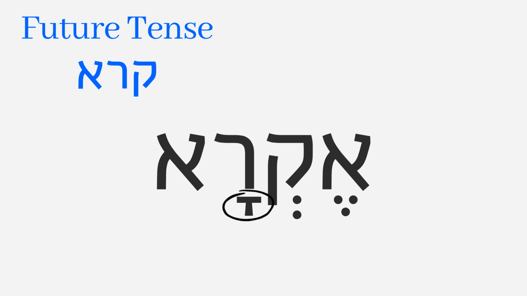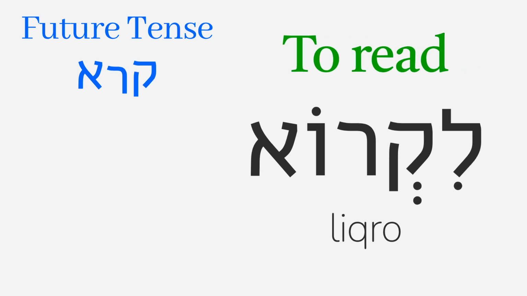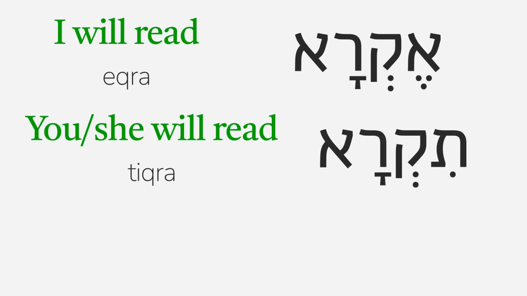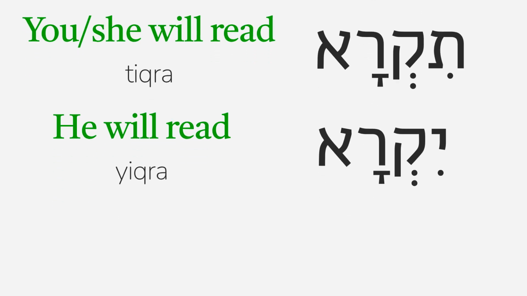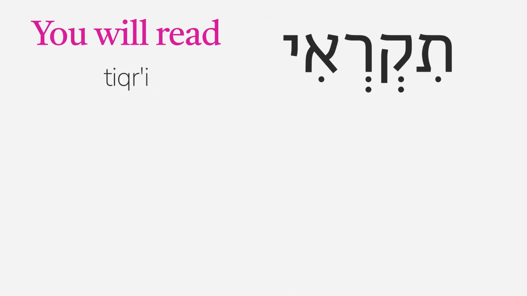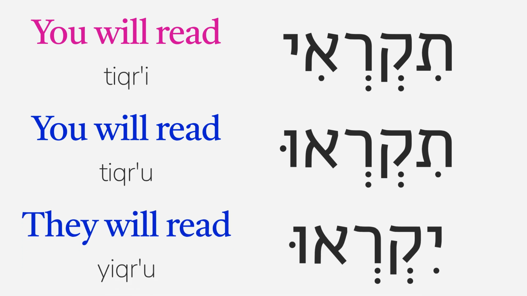When the third letter of a root is aleph, the forms are very similar, as the last vowel will now be a kamatz, which makes an ah sound just like the patach. With the verb likro, to read, from the root kuf resh aleph, we can make ekra, I will read, tikra, you will read masculine singular, or she will read, yikra, he will read, and nikra, we will read. The future tense forms with added endings are tikra'i, you will read feminine singular, tikra'u, you will read masculine plural, and yikra'u, they will read in masculine form.